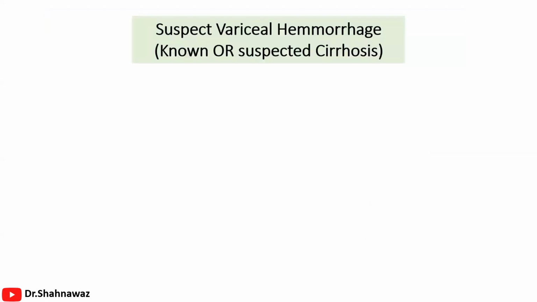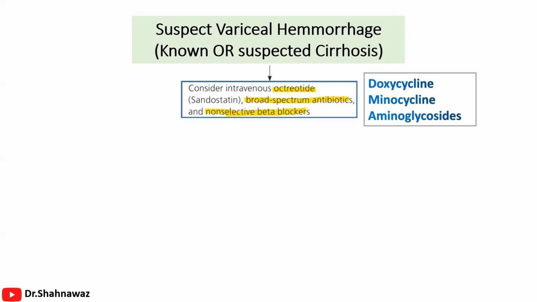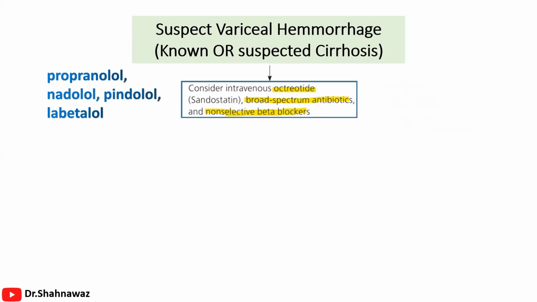If we suspect variceal hemorrhage in a patient with portal hypertension or cirrhosis, we give intravenous octreotide that may stop the bleeding, which is very helpful for gastric or esophageal bleeding, and broad spectrum antibiotics like doxycycline, minocycline, aminoglycosides, or ampicillin. We also use non-selective beta blockers like propranolol, nadolol, pindolol, and labetalol that may be useful to stop the bleeding.